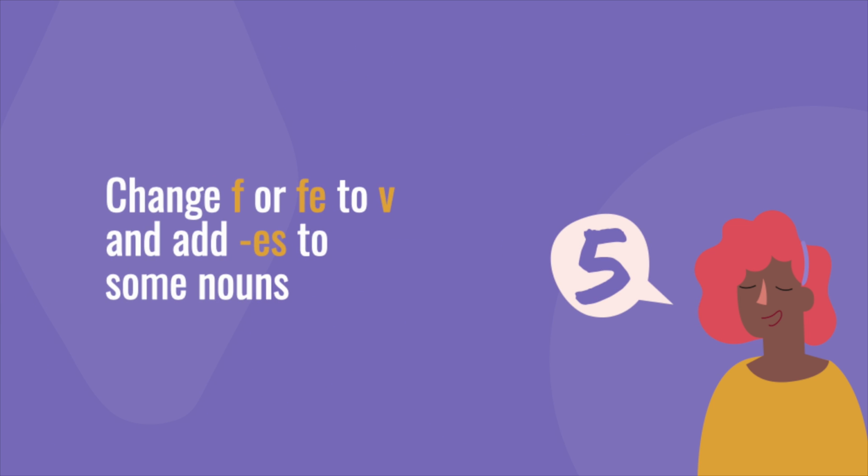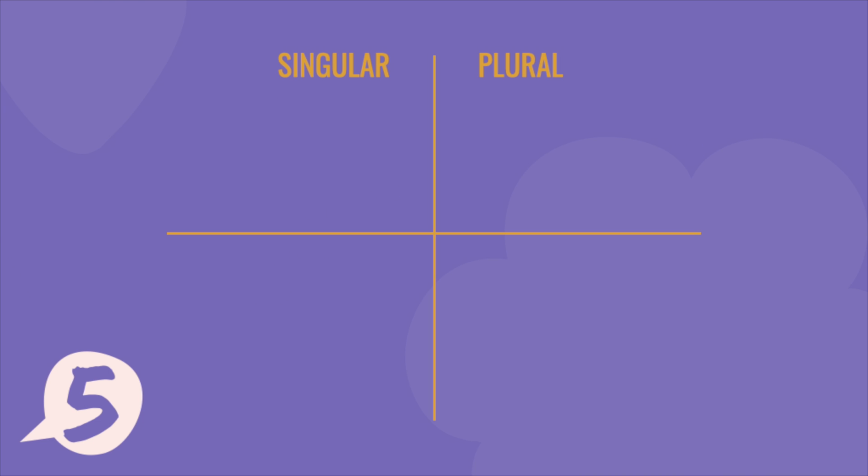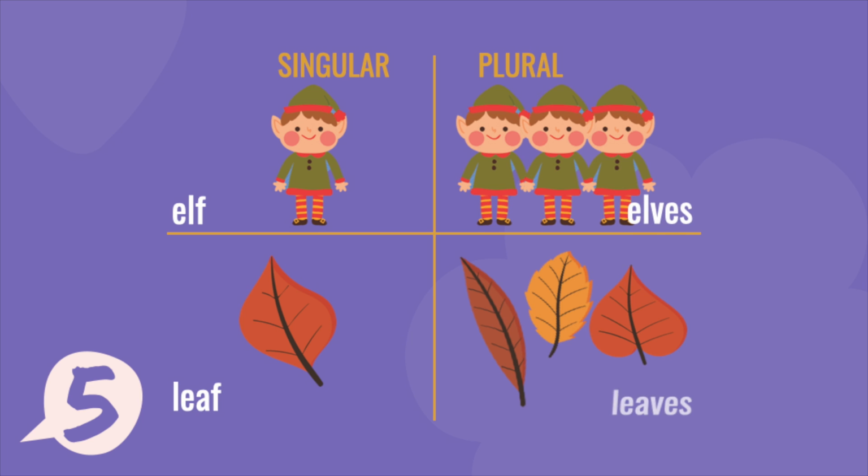Rule number 5. For nouns that end in f or fe, the plural is usually formed by changing f or fe to v and adding s or es. Try changing these singular nouns into their plural form. Change the f to v and add es. Elf becomes elves, and leaf becomes leaves.